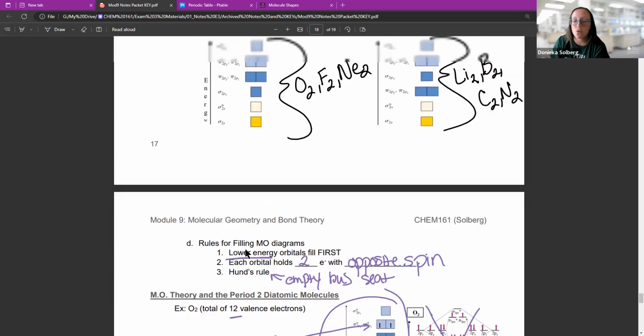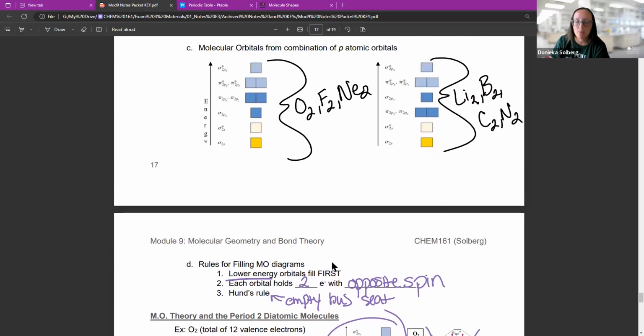Okay, so rules for filling MO diagrams are exactly the same as all of the other energy diagrams we've done. Fill the lower energy orbitals first. Each orbital holds 2 electrons with opposite spins, so 1 up, 1 down. Also use Hund's rule, the empty bus seat rule. So that means, like, if I'm up here in these pi orbitals, I put 1 in each before I pair them up. All the same rules.